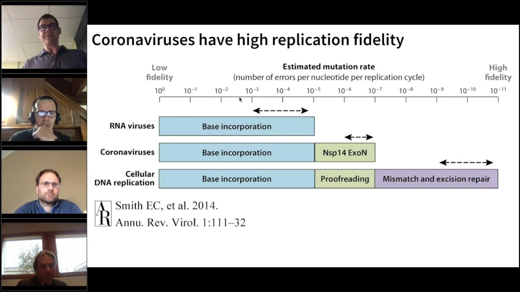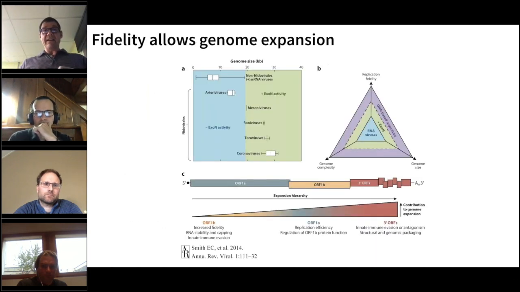So this bar in this picture shows the error rate, so errors per nucleotide per replication cycle, and you can see that addition of that exonuclease bumps it from something around 10 to the -5 to something around 10 to the -7. So coronavirus does not mutate as rapidly as, for example, HIV, which is of course a different kind, but also an RNA virus.